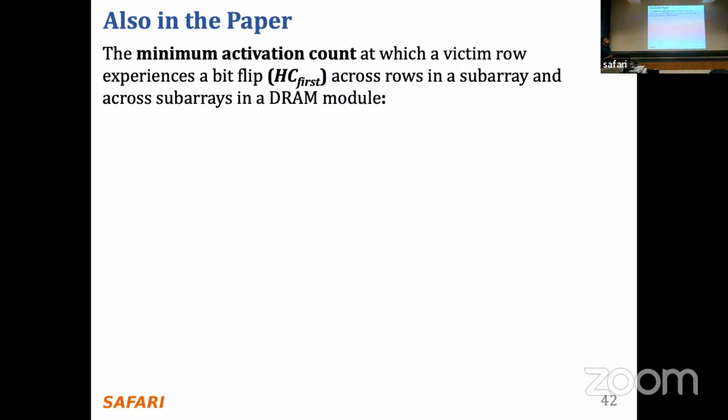And we also look at different metrics in the paper. So we look at the minimum activation count, again, the RowHammer threshold or HC first, across rows in a subarray and across subarrays in a DRAM module. As I said earlier, in a bank, you have multiple subarrays.